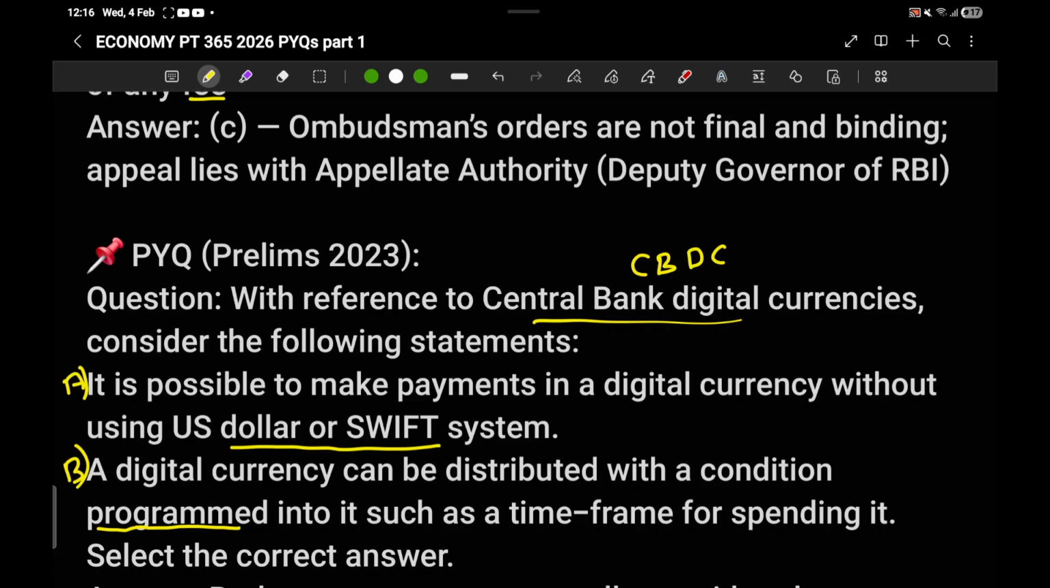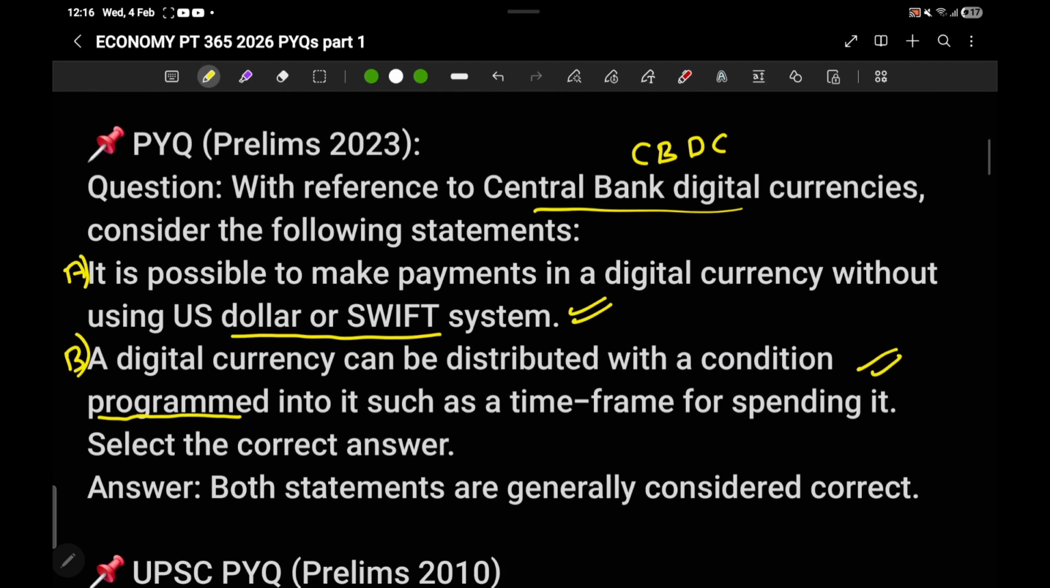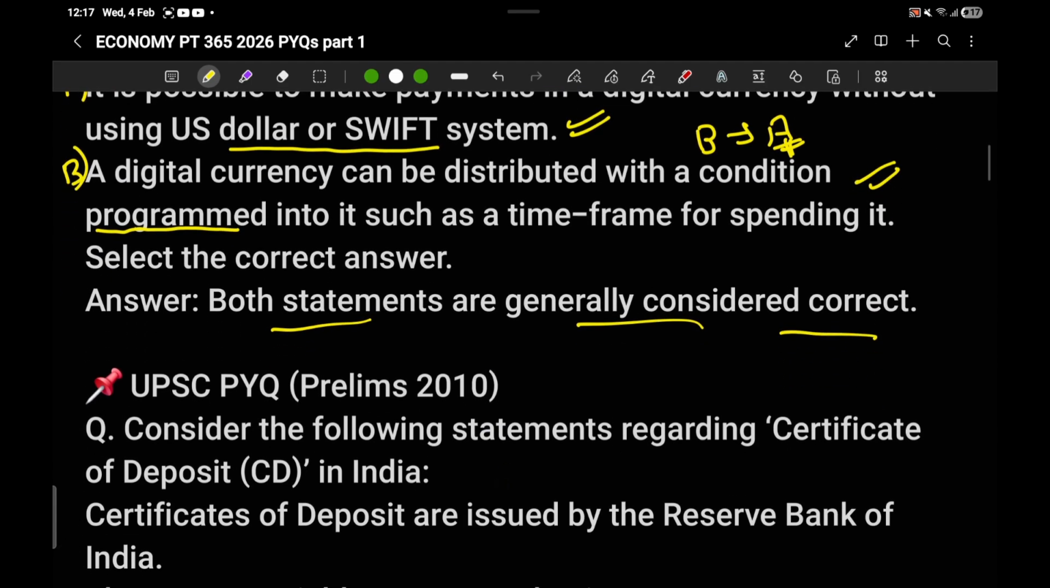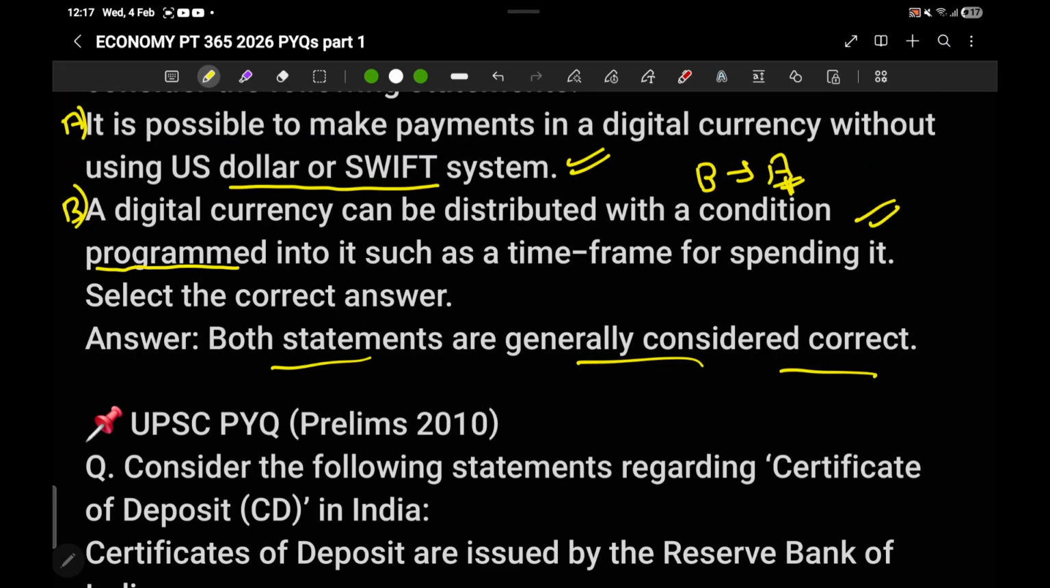So we can make a digital currency payment without using US dollar or SWIFT system. Yes, the statement is correct. A digital currency can be distributed with a condition programmed into it such as a time frame for spending it. Yes, both statements are correct, and statement B is explaining A. The options are not printed here. So let's move to the next question.